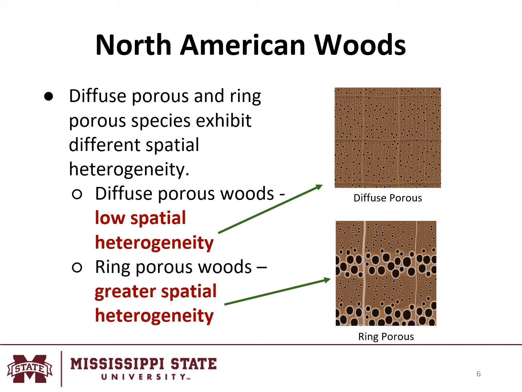When identifying North American woods, one of the first features that we look for is the pore size and distribution of these pores. Broadly, we have two: diffuse porous and ring porous. Diffuse porous woods have low spatial heterogeneity. This is seen with the even pore size and distribution among the early wood and the late wood. Ring porous woods have a greater spatial heterogeneity. This is seen by the larger pores in the early wood and the smaller pore size in the late wood.